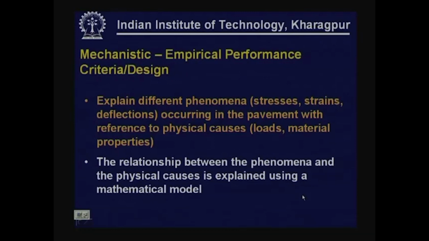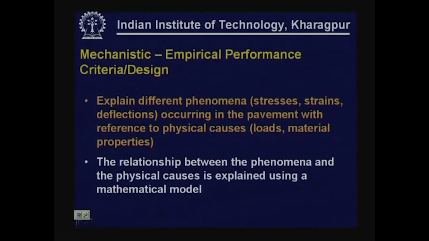Compared to this, we have mechanistic empirical performance criteria and the designs that are based on them. So, we call them mechanistic designs, or normally mechanistic empirical designs. These try to explain different phenomena, that is, stresses, strains and deflections that occur in pavements, with reference to the physical causes. What are the causative factors? Causative factors are loads and the material properties. So, they try to explain why stress is more, why deflection is more, why strain is more, in terms of the material properties that we are using and the loads that are applied.